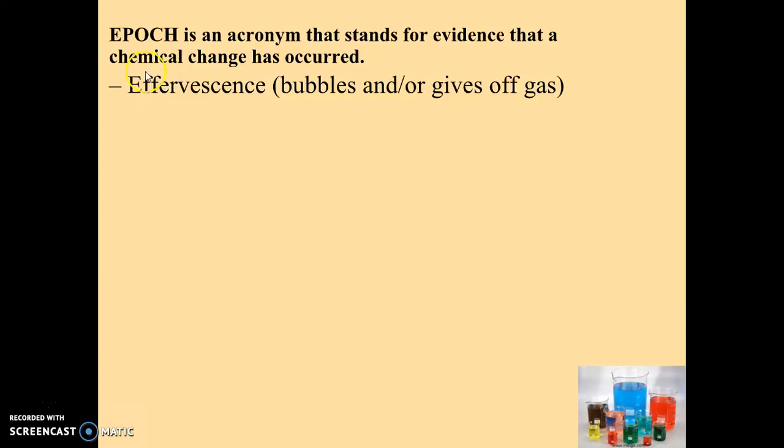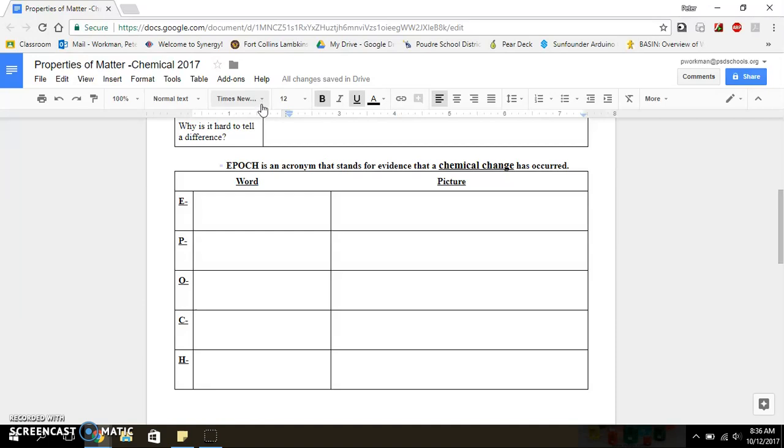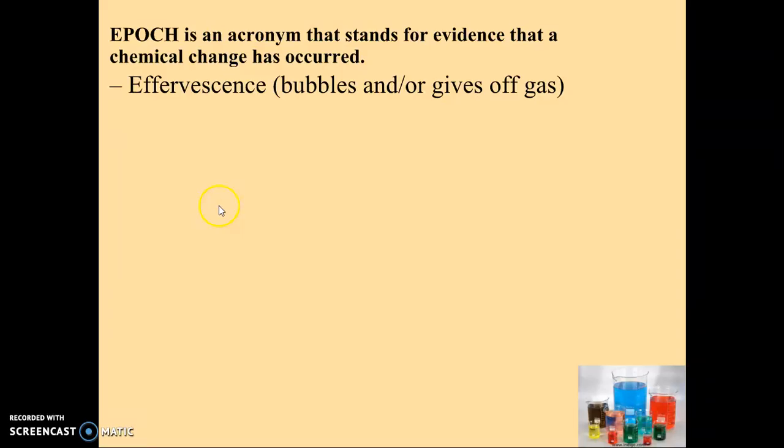So, the first E, effervescence. On your note guide, right here, type in the word effervescence. Feel free to pause again if you need time. Effervescence is bubbling, or giving off gas. If you have ever seen Alka-Seltzer dropped into water, that forms carbon dioxide. It bubbles a lot. That is effervescence. Or if you open a can of Coke, the bubbles coming out of it, effervescence. Any type of bubbles if something is added.